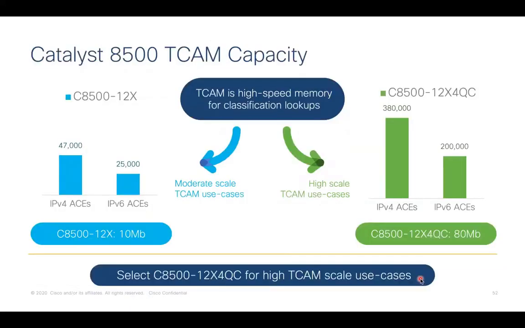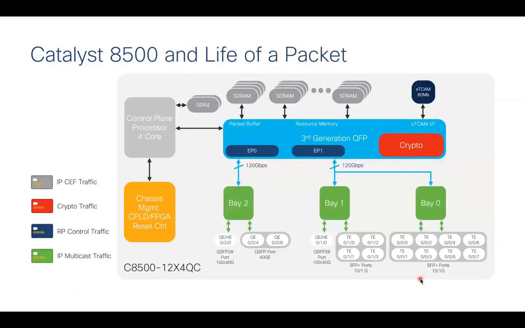A quick color on the TCAM capacity. If you have higher scale needs for the TCAM, this is a memory which we use for complex features which need quick classification lookups. Features such as access list, QoS, N-bar, firewall. That's where we use the TCAM in aggregation platforms. So we encourage you to think about the 8512X QC platform, which has higher TCAM compared to the moderate one in the lower end 8512X platform. With that, a quick look at the block diagram that we have.